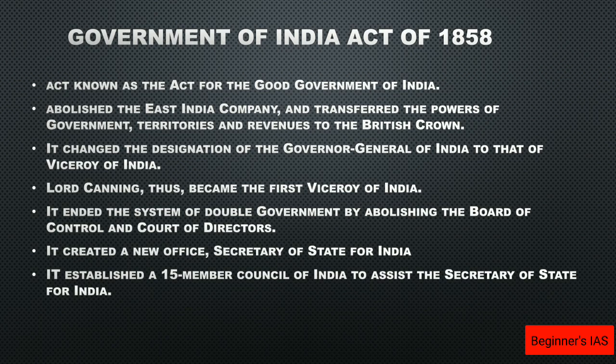However, this Act of 1858 was largely confined to the improvement of administrative machinery by which the Indian government was to be supervised and controlled in England, and it did not alter in any substantial way the system of government prevailing in India. So these are the important key facts related to the Government of India Act 1858.